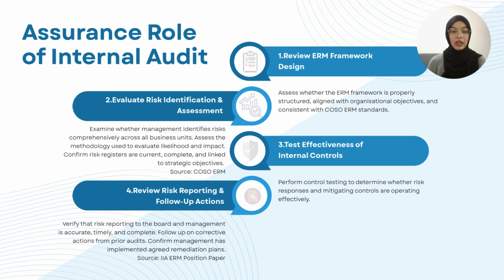And then third here is to test the effectiveness of internal control. So internal audit performs control testing to determine whether risk responses and mitigating controls are operating effectively. And then they also identify control gaps, weaknesses, or failures, and report findings to management and the audit committee.